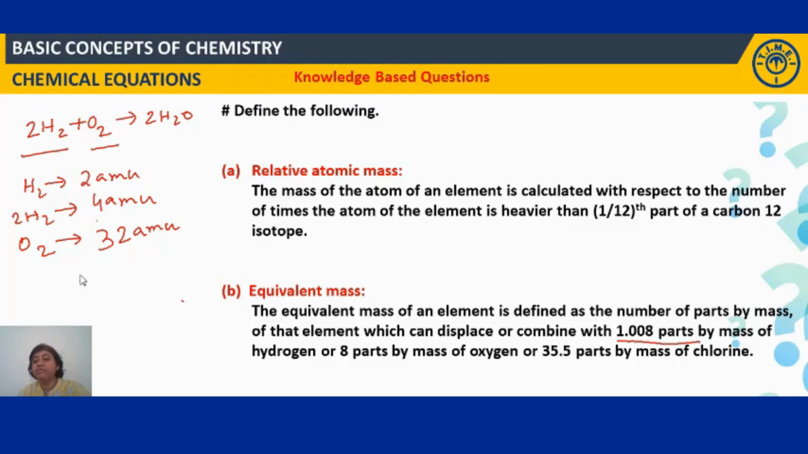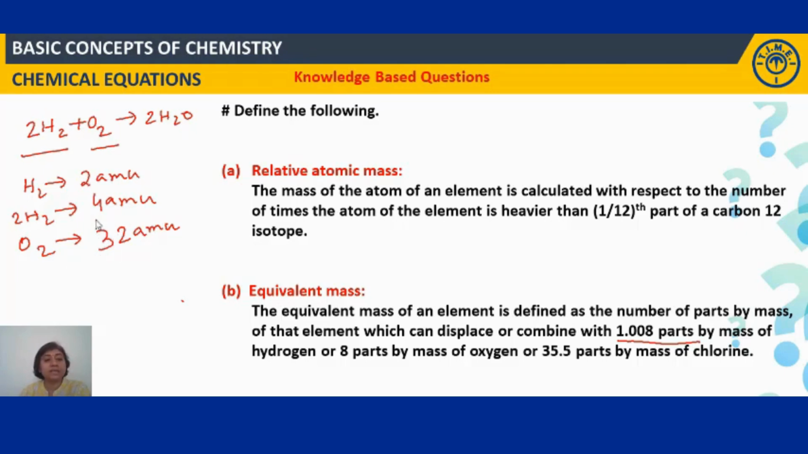Now, if we are discussing the definition of equivalent mass, then look at the definition. The equivalent mass of an element is defined as the number of parts by mass of that element which can displace or combine with 1.008 parts by mass of hydrogen. For the time being, we will consider 1.008 as approximately 1, because 1.008 will make your calculation very difficult. So we have to see how many AMU of oxygen combine with 1 AMU of hydrogen, because here hydrogen is combining with oxygen to form water.